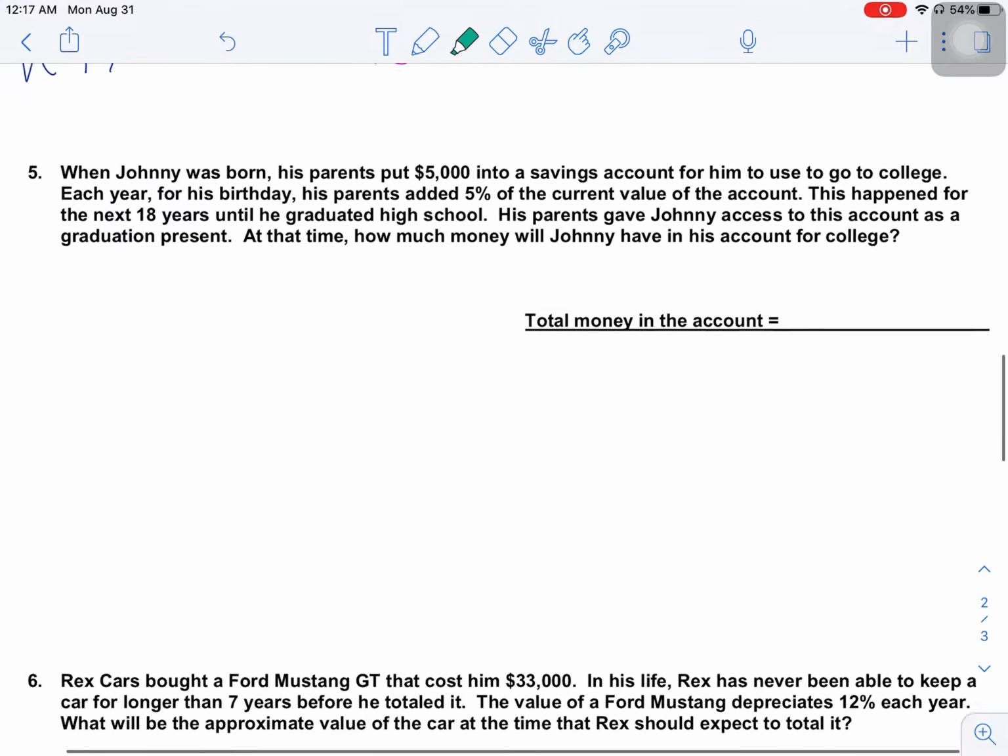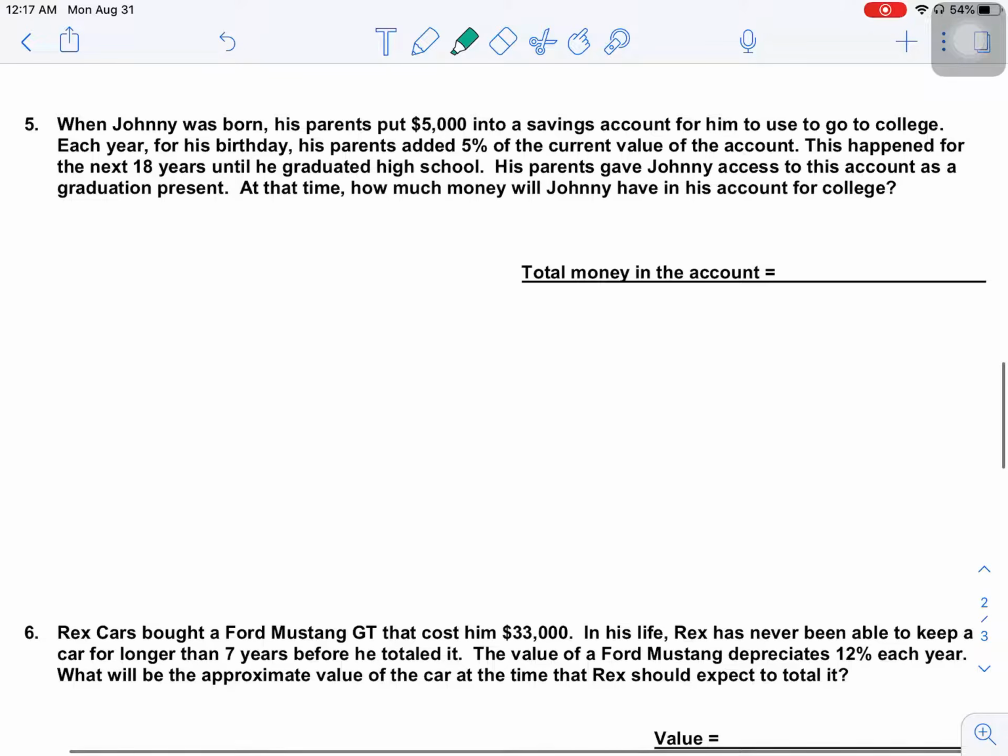All right. It's problem number 5. Johnny was born. His parents put $5,000 into a savings account to go to college. Each year for his birthday, his parents added 5% of the current value. This happened for the next 18 years until he graduated. He got access to the account. How much money will Johnny have in his account for college?